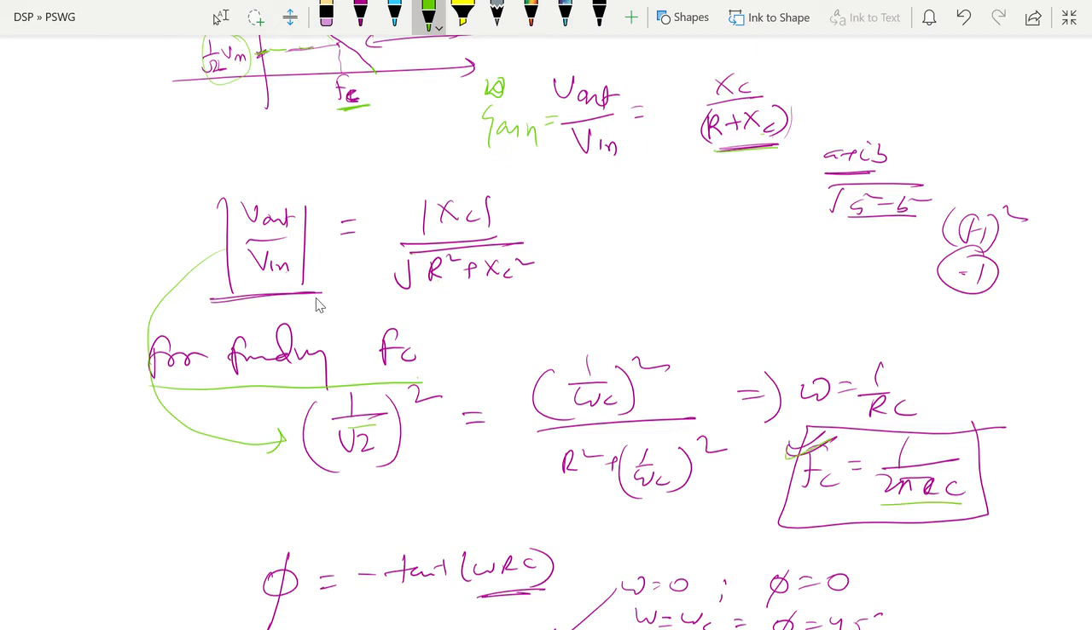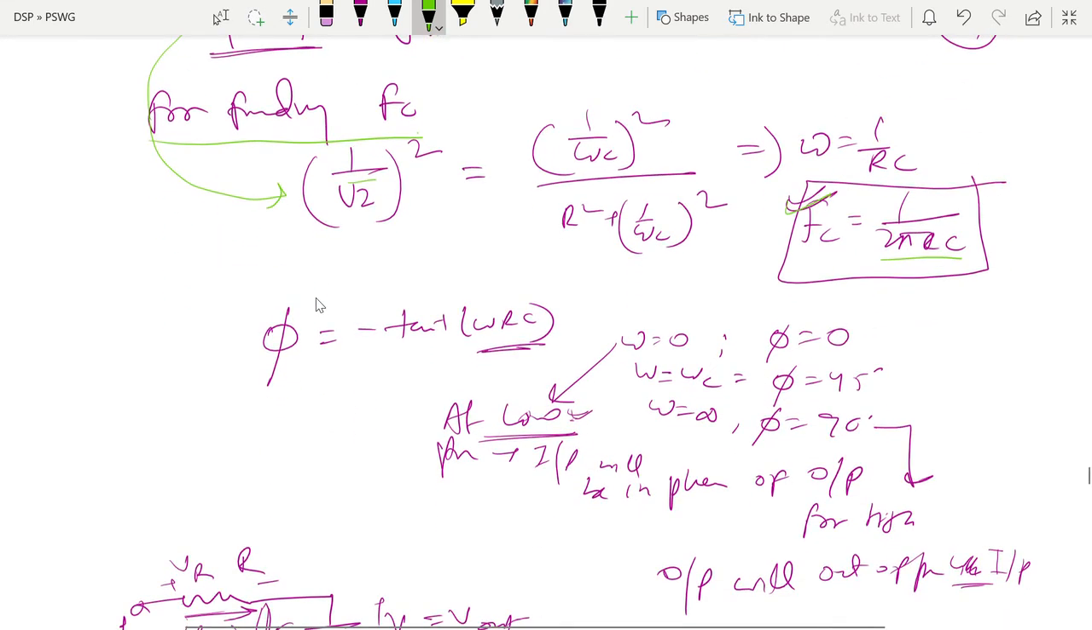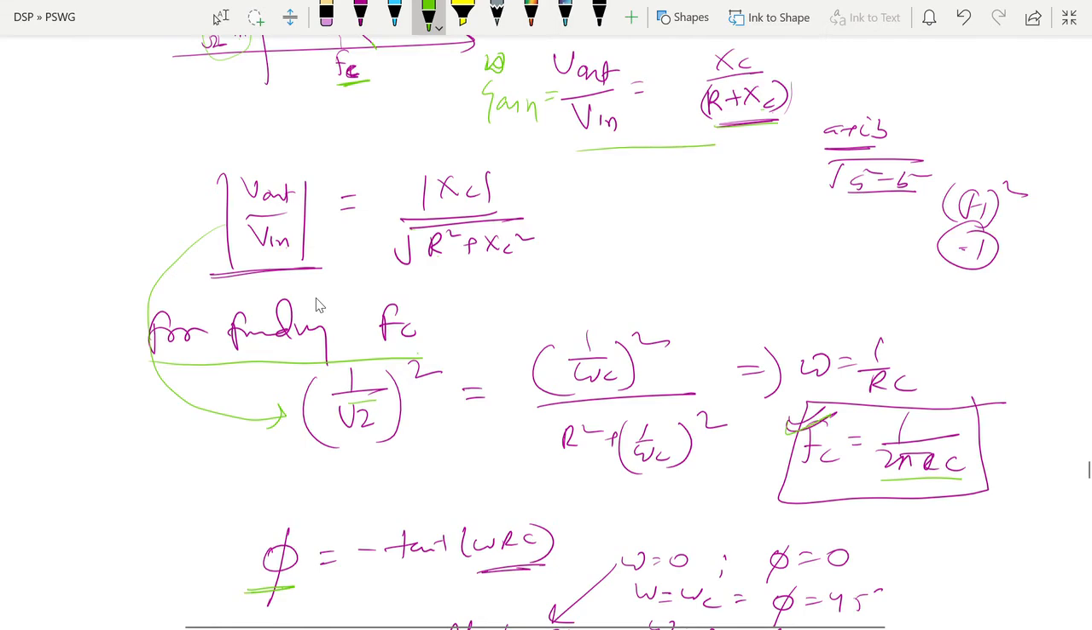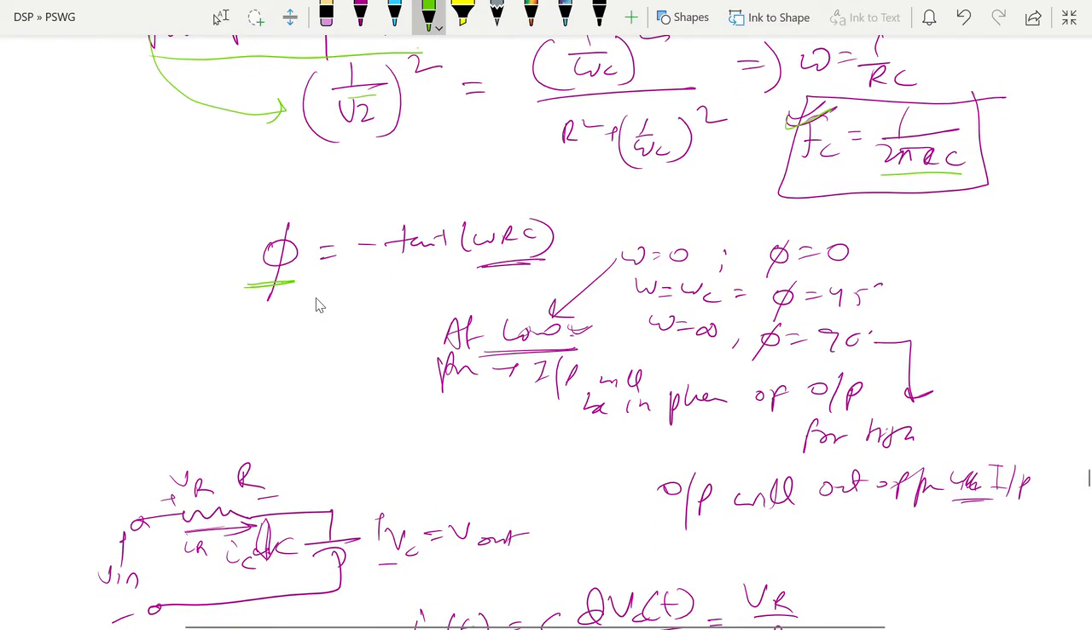Also, if we want the phase difference between input and output, from this Vout by Vin we can calculate that it will be minus tan inverse omega RC. For omega goes to 0, for low frequency, this phase difference will be 0, and for omega goes to infinity, this phase difference will be 90 degrees. It means when the frequency is high, the output will be out of phase with the input, but at low frequency the phase difference will be 0.